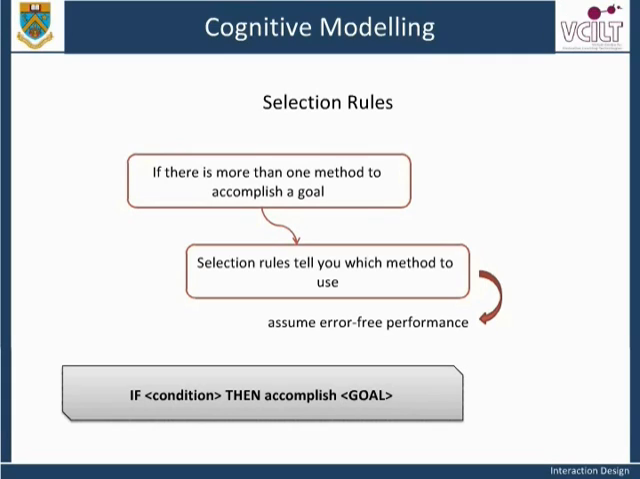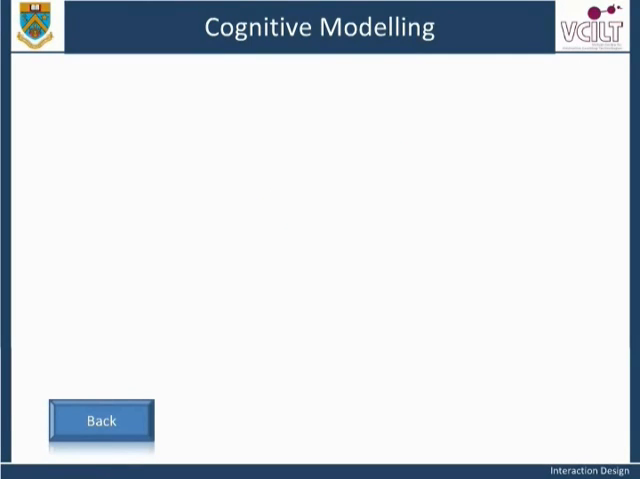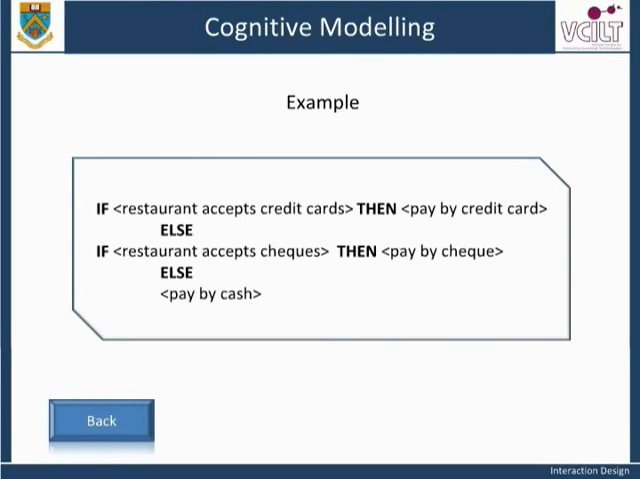If condition, then accomplish goal. Press the button to view an example. Here is an example. If restaurant accepts credit cards, then pay by credit card; else, if restaurant accepts checks, then pay by check; else pay by cash.